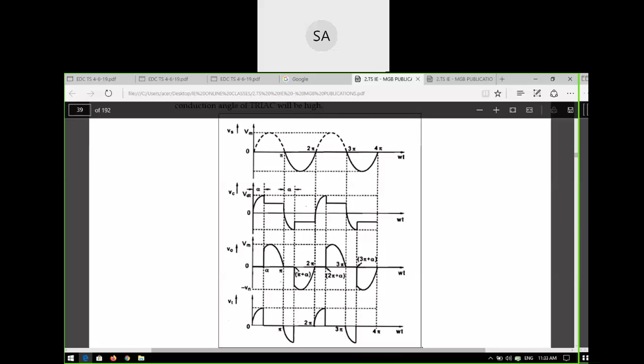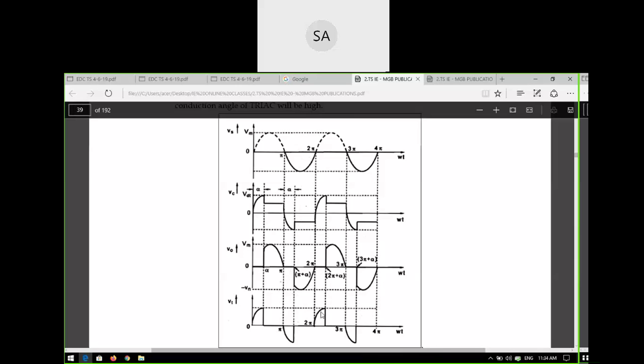So after alpha, again it will start conducting. So how much time will it be? Pi plus alpha, because after pi it is pi plus alpha. So here it is pi minus alpha, and this is pi plus alpha, where it starts conducting again. So this portion of the cycle it will conduct. This portion of the cycle it will conduct. So again the same thing repeats.